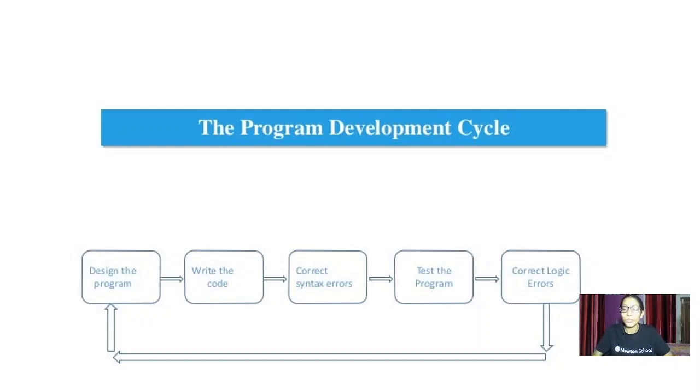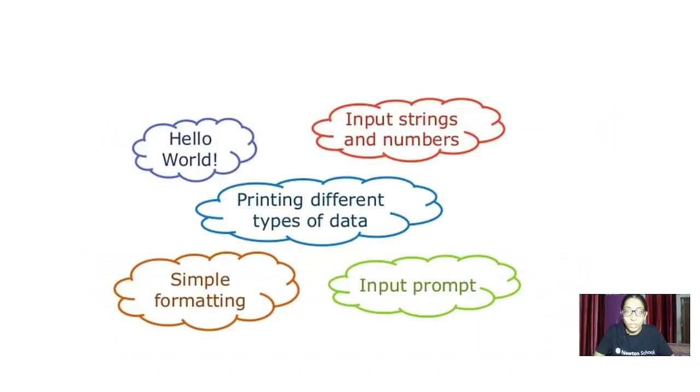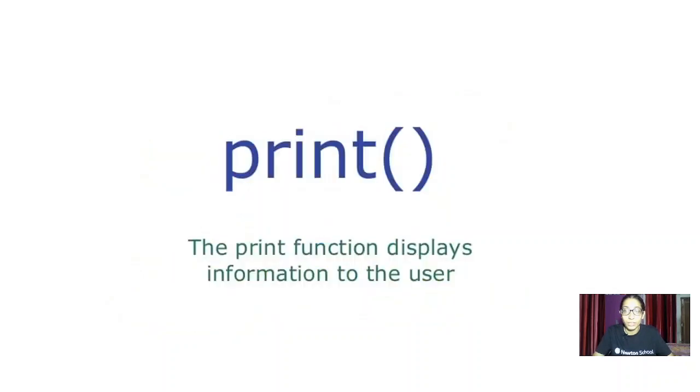Python provides us two inbuilt functions to read input from the keyboard: input and raw_input. To clarify, here is the input function. Just write hello world. First we get the number of inputs, strings and numbers, then print the different data types, and simple formatting is done with the input prompt.